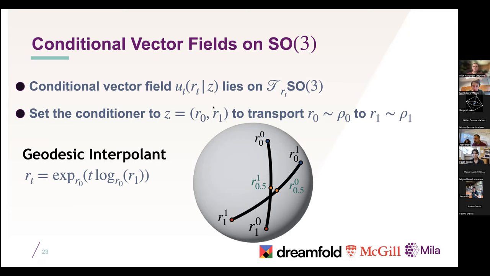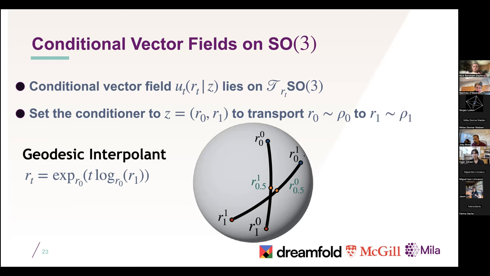So in our case, we say the conditioning information is R0 and R1. So we fix the endpoints of this path. We know where the starting point is and we know where the endpoint is. If R0 is data, R1 would be like a random matrix, right? And we say that given these two endpoints, we want to compute all the different rotation matrices at every point on this black line, which is a noisy version of a rotation matrix. And then we want to compute the vector field UT, which transports us.